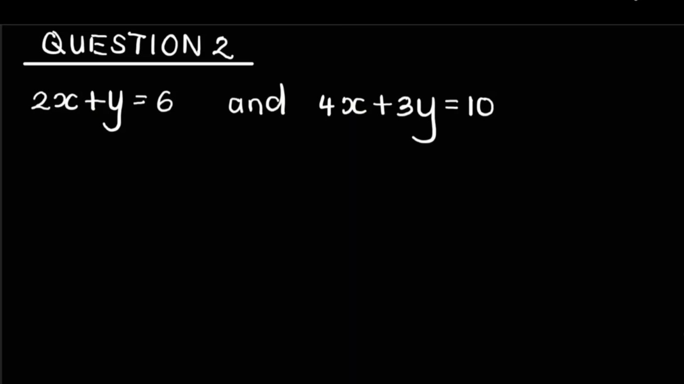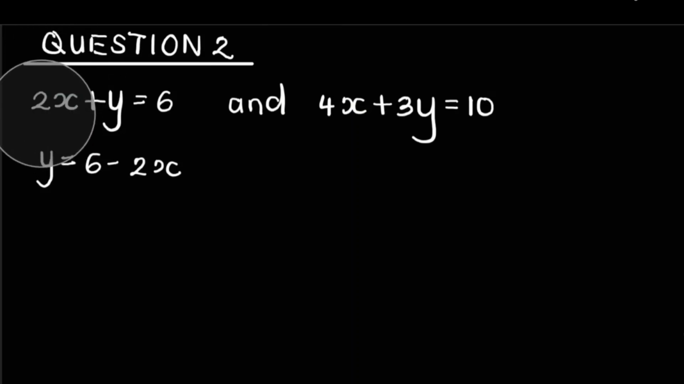We're now on to question 2, and we've got 2x plus y equals 6 and 4x plus 3y equals 10. Always choose the equation in which you can easily get one of the letters to be the subject of the formula. So in that case, it would be the first equation. We can work with the first equation and make y the subject. Now to do that, we would take the 2x over to the right-hand side, and when it goes over, it becomes negative 2x. So right now we have y is equal to 6 minus 2x.